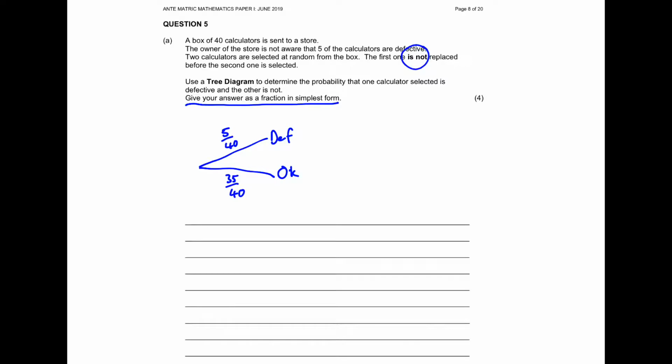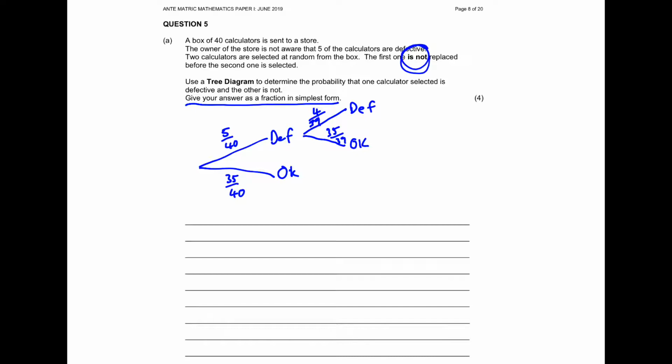All right. So, if we now say that one is defective, the first one, okay, and now the second one, to be defective, means that there are only 4 defective calculators left and 39 in total. That's why they told you it's not replaced. Okay, and that means that if we've taken a defective calculator out, there are still 35 that are left that are fine out of the remaining 39.